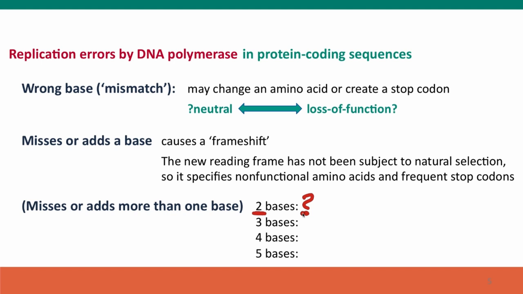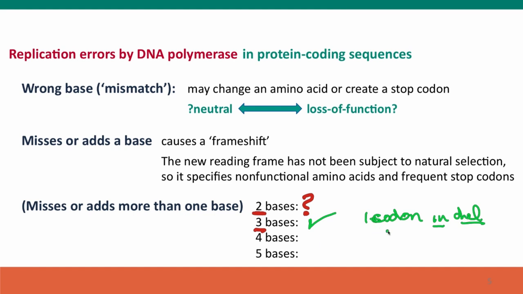Well, the reading frame's still going to be shifted. It's going to be a different frameshift. It'll be reading the third possible reading frame, but it'll still be out of frame. What about, though, if it inserts three bases? Well, actually, three bases is just fine. The reading frame is going to stay the same. There will be a one codon insertion or deletion, but the rest of the protein will be the same.